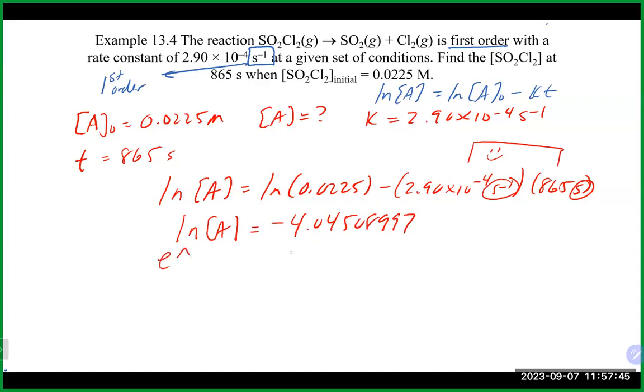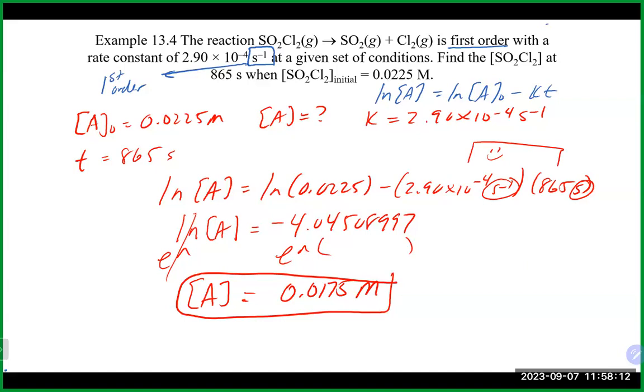To get rid of the natural log on the left-hand side, we basically have to take the e of both sides, right? And when you do that, those cancel, and that gives you A is equal to... On most people's calculators, you can find that e above the natural log button. That will give us something like 0.0175, and the units here would be molarity to match the original units.